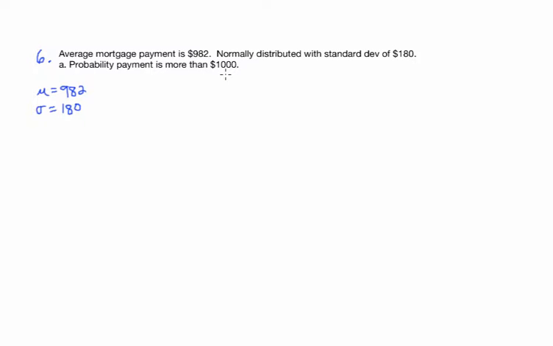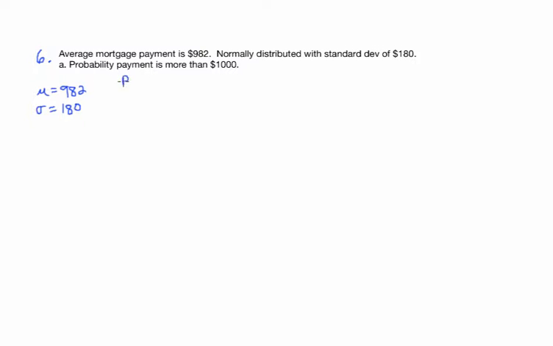If I were to guess, I'd say that it's almost 50%, a little less than 50%, right? Because the average is 982, and that's just a little above that. So I'm guessing a little under 50%. We'll see. Part A, the probability that the payment is more than $1,000.